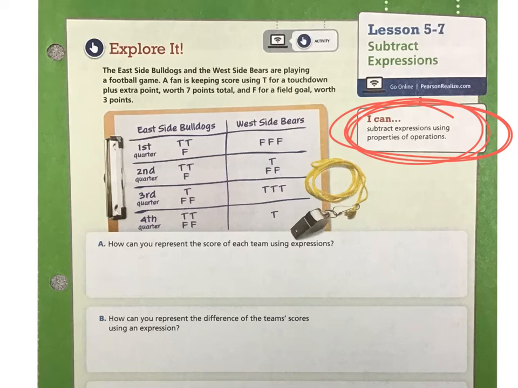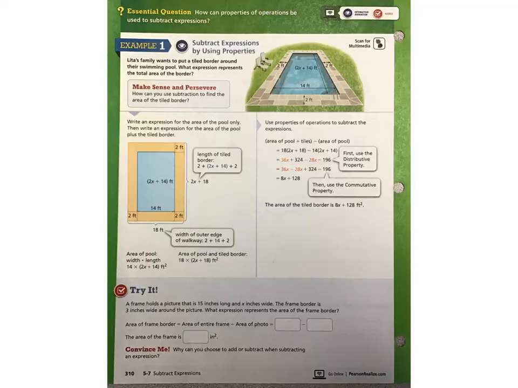Lesson 5-7, Subtract Expressions. In this lesson, you are going to learn how to subtract expressions, keeping in mind that you need to use your properties of operations. Take a look at example 1.